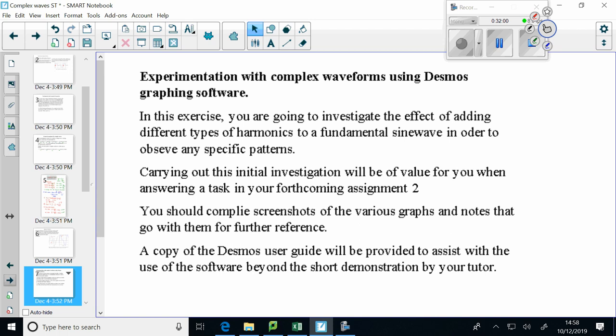Very easy questions. You should compile screenshots of various graphs and notes that will go with them for further reference. A copy of the Desmos user guide will be provided; you can pick one up from there. And if you really get stuck, just ask and I'll come and help. So, over the page.